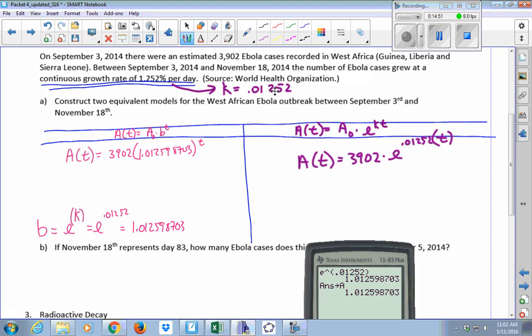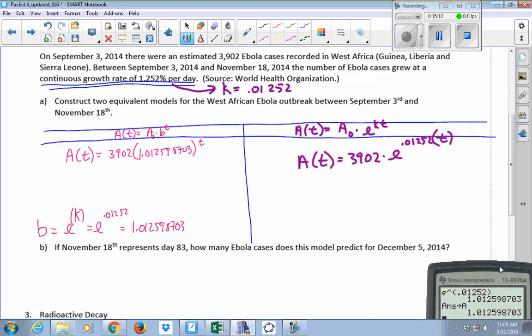And as you can see, 1.0125 is pretty close to 0.01252. This just goes out further. If we carried out this percentage further, it would probably look just like this, because they're equivalent. All right, so let's take a look. Construct two models. We've done that. Here are our two models.